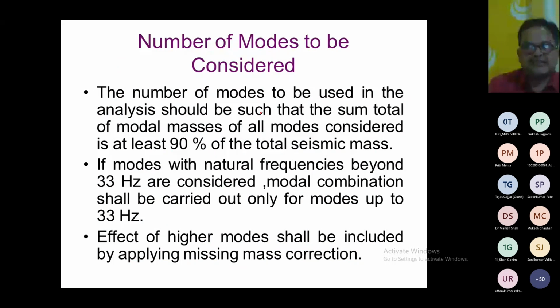The important thing is the modal mass. Remember, 90% of the total seismic mass should participate in these modes, right? Now, if the natural frequency is more than 33 hertz, then we take the modal combination up to 33 hertz only. Remember, 33 hertz only. And the effect of higher modes shall be included by applying the missing mass correction. So these are the three very important things, right?